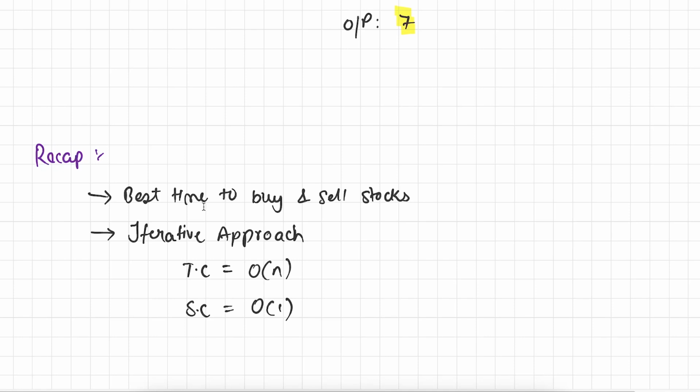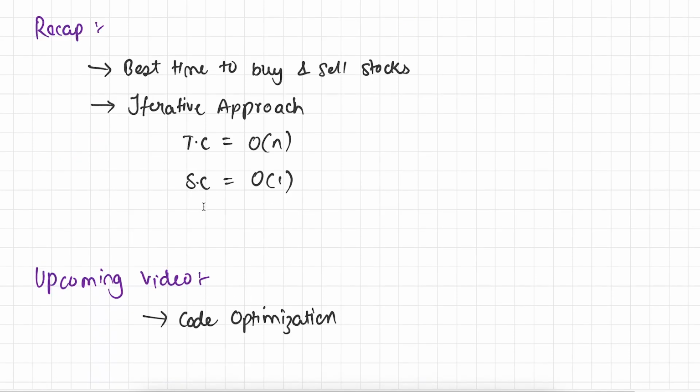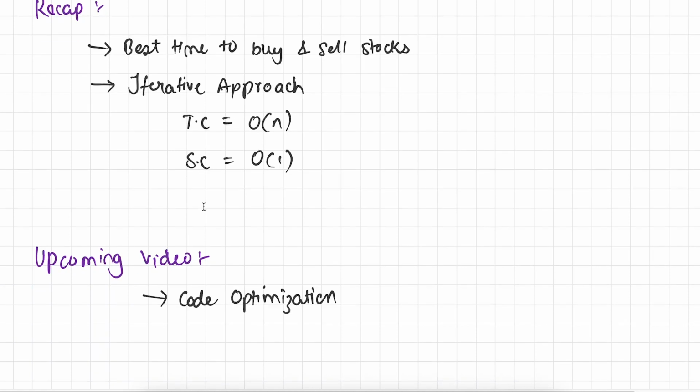And these two complexities are much better than the previous solution. In the previous video, we saw that the time complexity was big O of n square and the space complexity was big O of n. But here we have successfully solved this problem in big O of n time complexity and big O of 1 space complexity. In the upcoming video, we are again going to optimize this code to make it shorter. So make sure you also watch the next video to learn how to optimize this code to make it shorter.